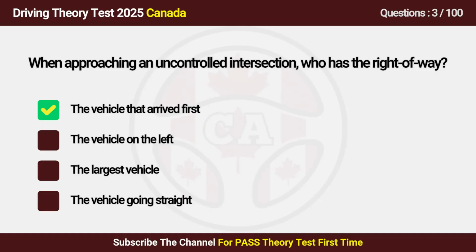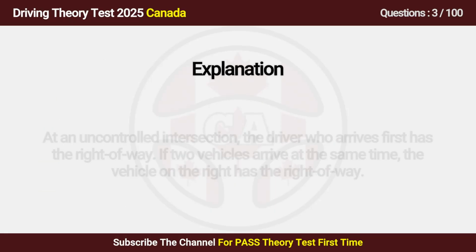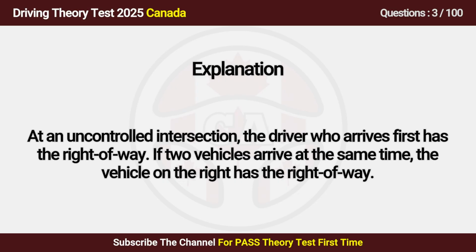Answer is A. The vehicle that arrives first. At an uncontrolled intersection, the driver who arrives first has the right of way. If two vehicles arrive at the same time, the vehicle on the right has the right of way.